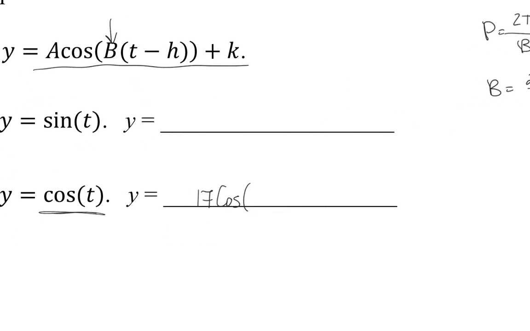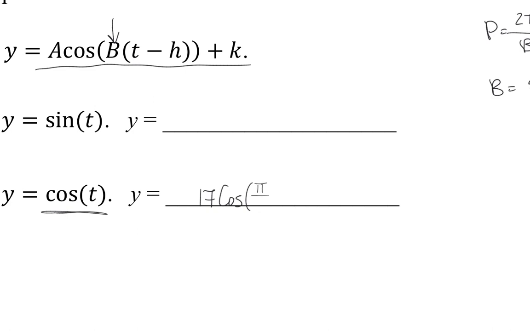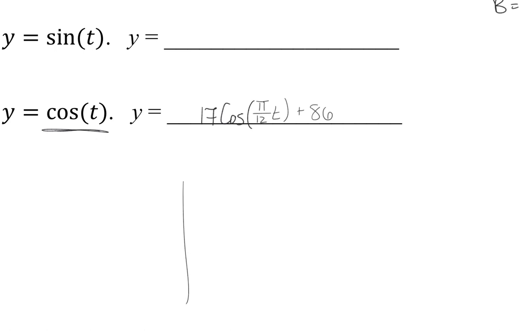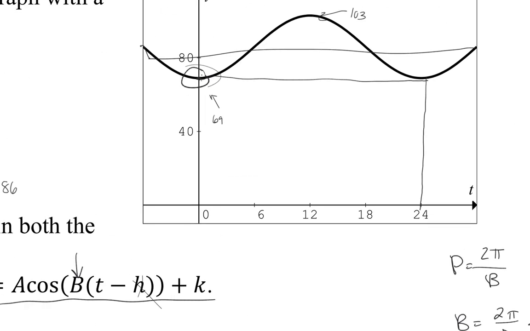So we're going to have 17 cosine of pi over 12 t, because we don't have any horizontal shift. And then we're shifting up 86. And then one last thing we have to fix is that this graph that we just wrote would start at the top of the curve, but our actual function starts at the bottom. So we're going to have to make that negative just to flip it and get it to start on the bottom like it does here in our graph.